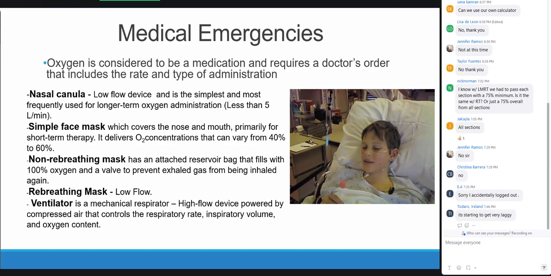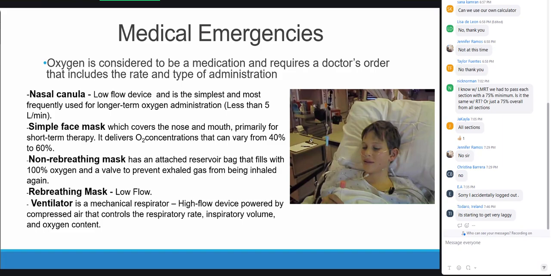The nasal cannula is the low flow device, simplest and most frequently used if the patient's got long-term oxygen administration. This is less than 5 liters per minute. That's the flow rate. Typically, there'll be a container of sterile water in line with that. That is to moisturize the air to keep the mucous membranes from drying out and becoming damaged.